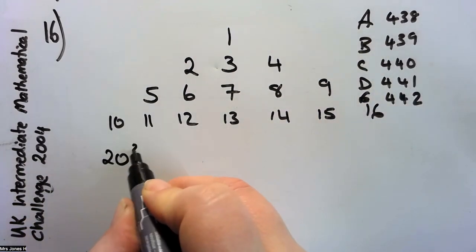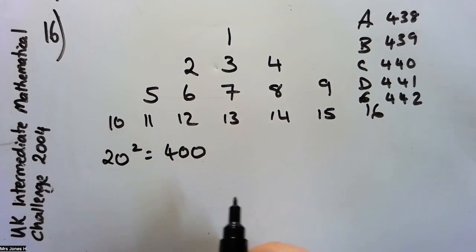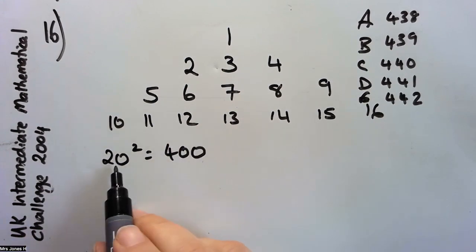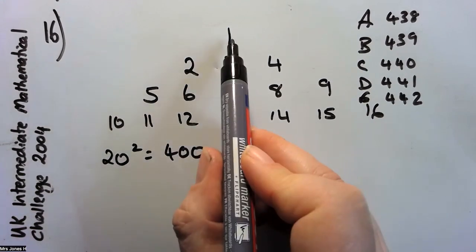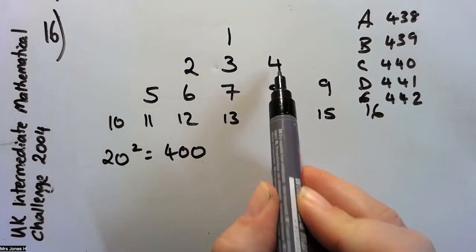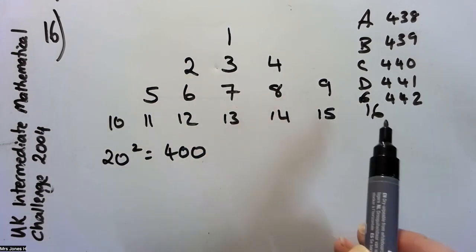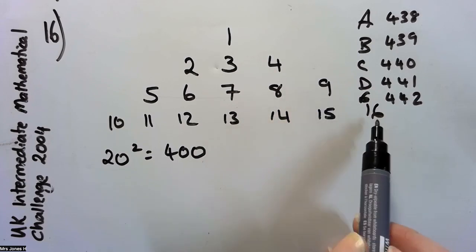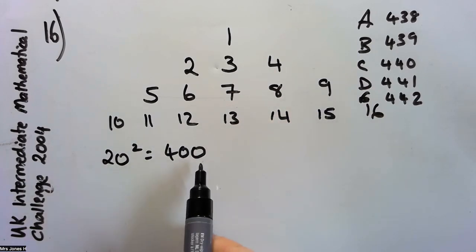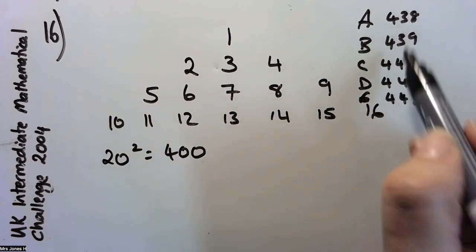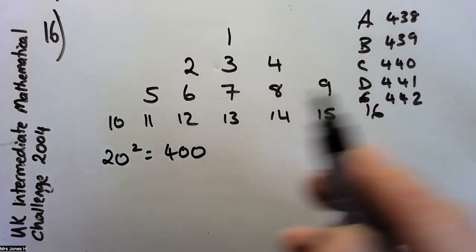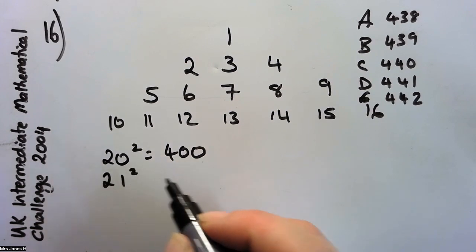Now I know that 20 squared is 400. So we're going to look at the 20th row. This is 1 squared. Second row is 2 squared. Third row is 3 squared. This is the 4th row. So 20 squared is 400. Now this doesn't sit that close to these. So let's have a look at 21 squared.